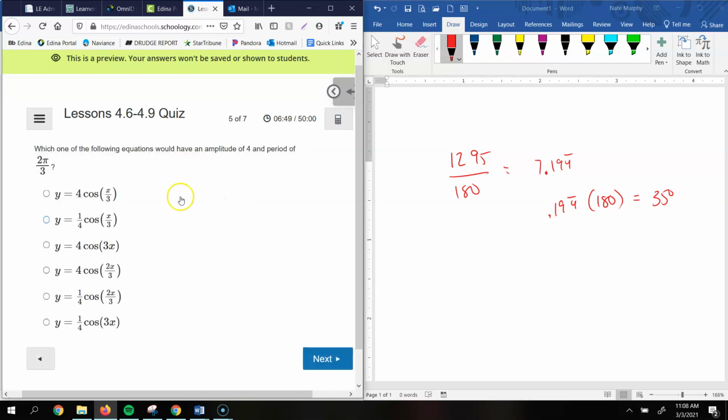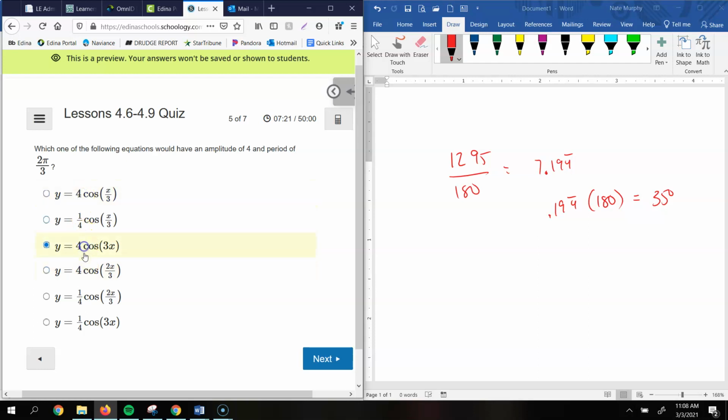All right, let's look at the next one. So the next one says, which of the following equations would have an amplitude of 4 and a period of 2 pi over 3? All right, so to answer this question, let's think about this for a second. So if it's going to have an amplitude of 4, none of those that have 1/4 as an answer could be a response. Okay, so I'm going to ignore those that have 1/4 because, again, if it's got an amplitude of 4, it's going to have 4 in the beginning. So it's going to be one of these 3.